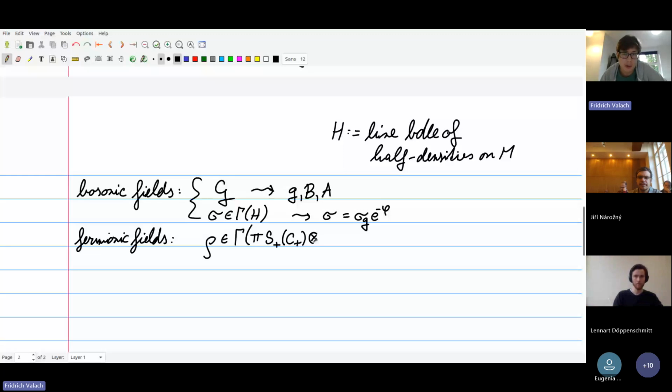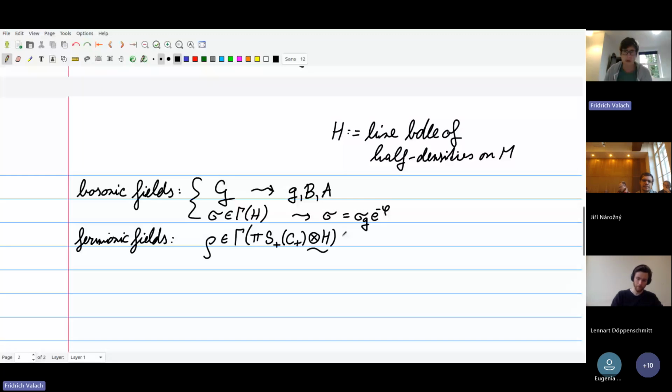So this thing, which we will call the generalized gravitino, I guess, is a section of the spinor bundle S plus with respect to C plus, and it's odd. Okay, so this is the capital Pi, the parity shift. This is just to say that it's a fermionic field, so it will be anti-commuting. But the crucial thing here is that it's also a half density.